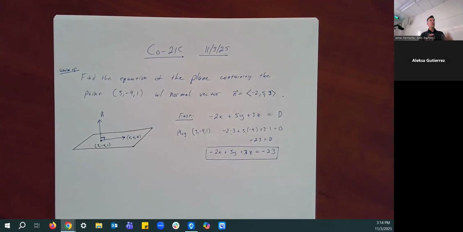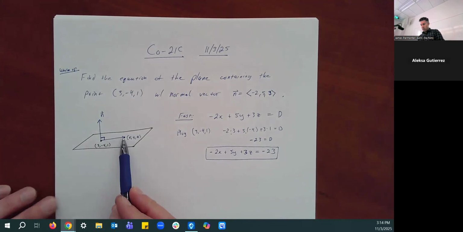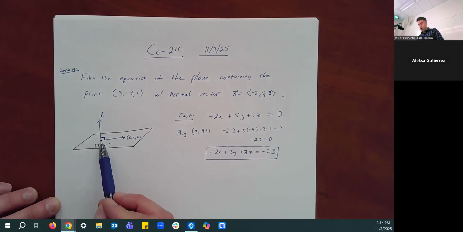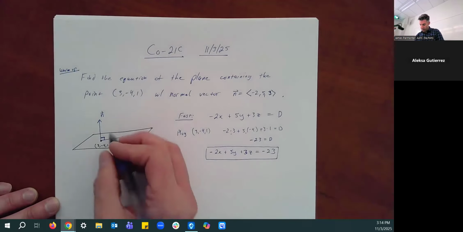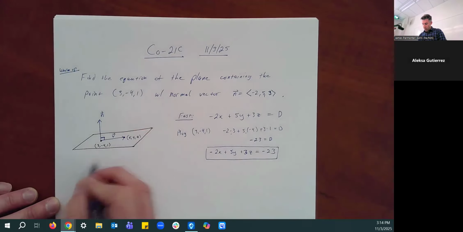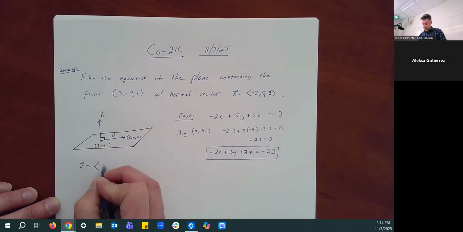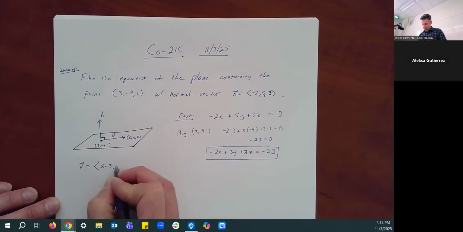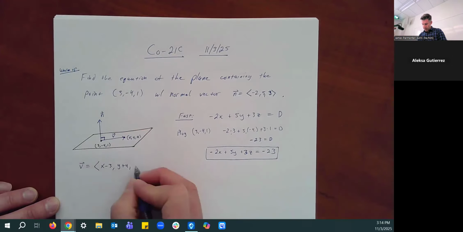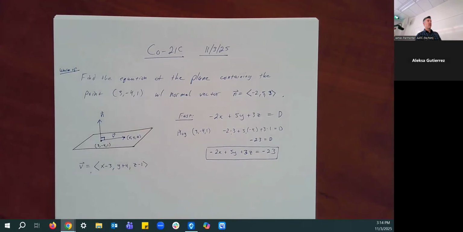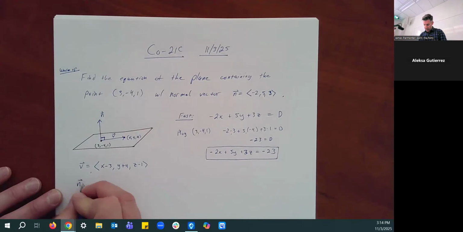The other way is the more generic process. Any point in this plane, the vector you draw from the point we know to the point we have, let's call that vector V. No matter what point we've chosen that's in the plane, the vector V, which is just x minus 3, y plus 4, and z minus 1, and the normal vector have to be orthogonal to each other. So we know that n dotted with v has to equal 0.